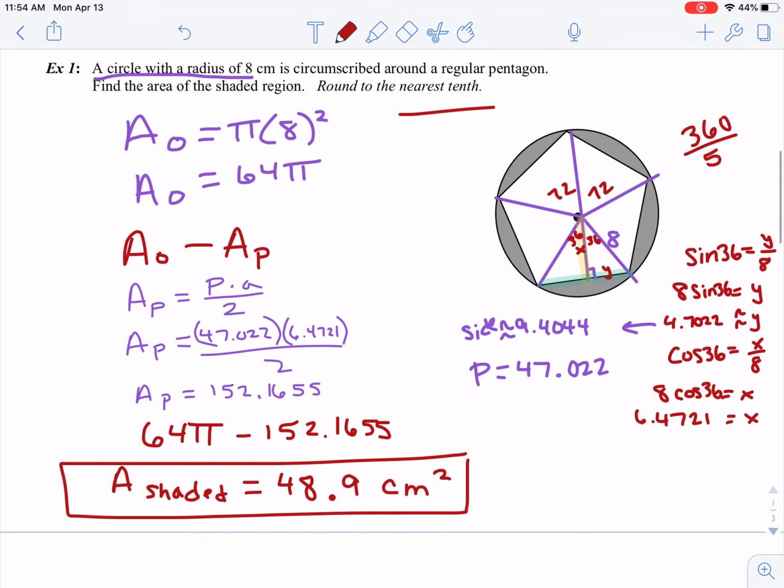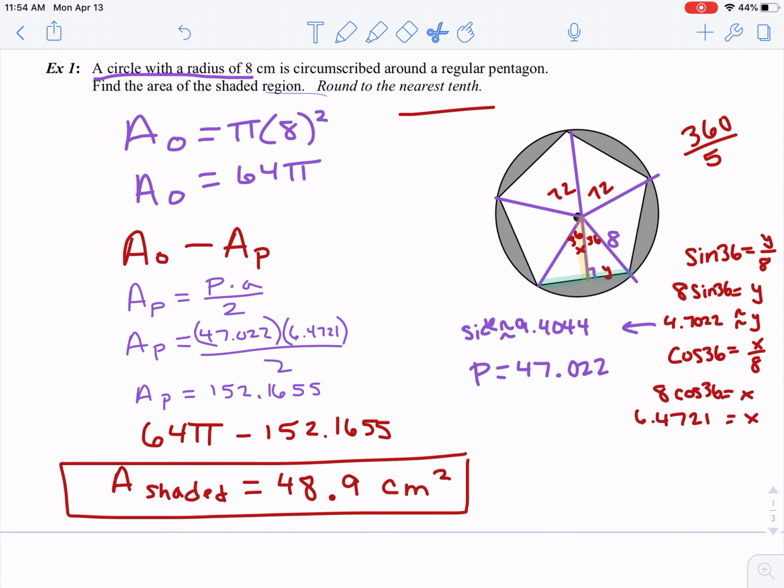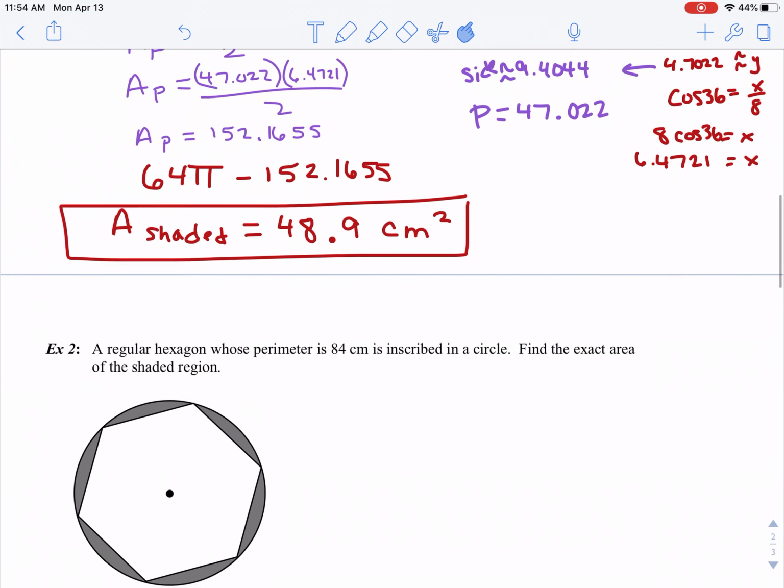So everything that we did over here on this side, this was finding the area of a pentagon. If you've forgotten how to do that, go back to the video about area of polygons and give that some practice. Right here, this was finding the area of the circle. That's what we did a couple days ago. And then this is the newer part, which is we just need to be able to find the information we need and then find the difference to get that shaded region. So let's take a look at another example.